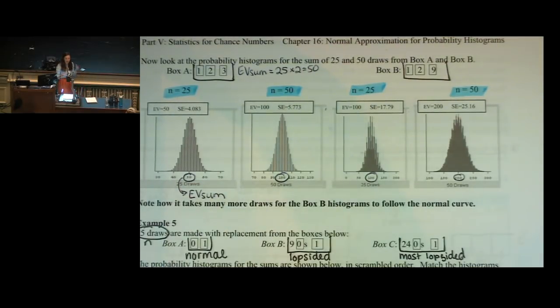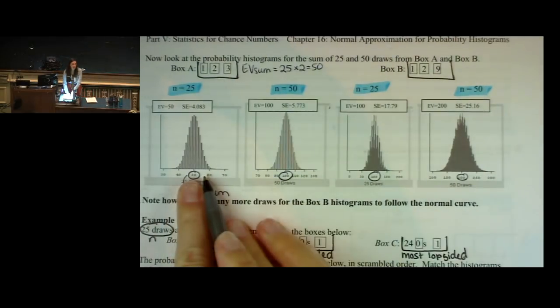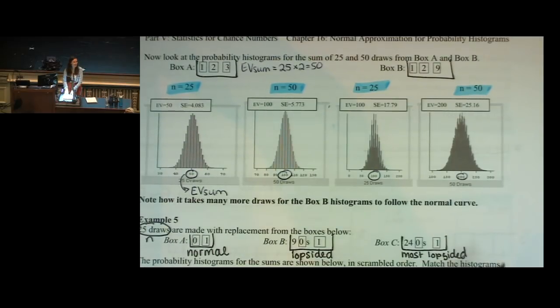So there's a bunch of ways, if you have to do this on the test, to match up the histograms and boxes. That's one of them. You could think, okay, what's the expected value? That should be right in the middle. All right? Any questions on that?